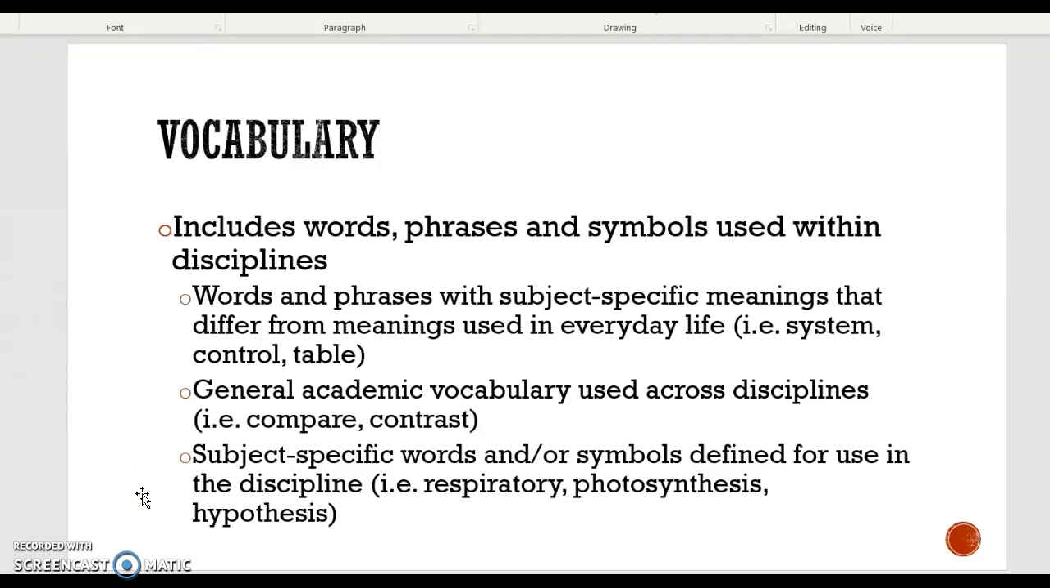And then you have subject-specific words and/or symbols defined for use in the discipline. So for example, in science, we have words like respiratory system, photosynthesis, hypothesis. Once you hear the words scientific method, you know exactly what we're talking about. You know that we're talking about science. And so vocabulary can have these three different levels.